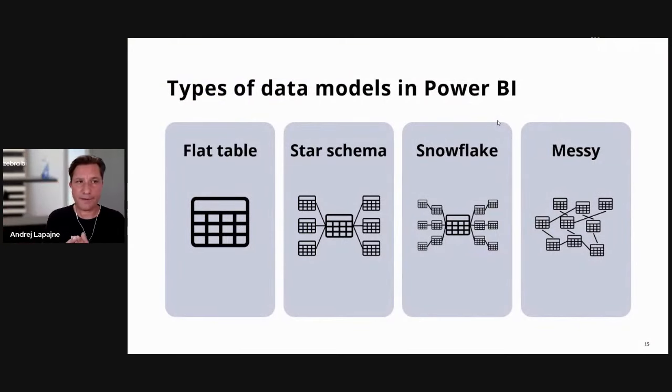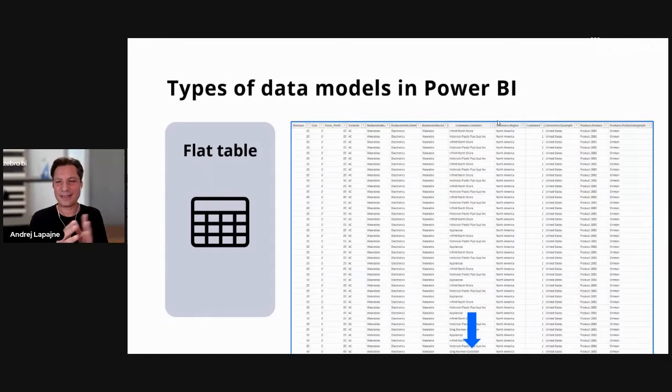And now we have, at least in theory, 4 types of data models in Power BI. So flat table, star schema, a snowflake schema, and a messy model that I've just represented. So a flat table is the most basic model in Power BI. We all started by just loading one simple table from Excel, for example, into Power BI.